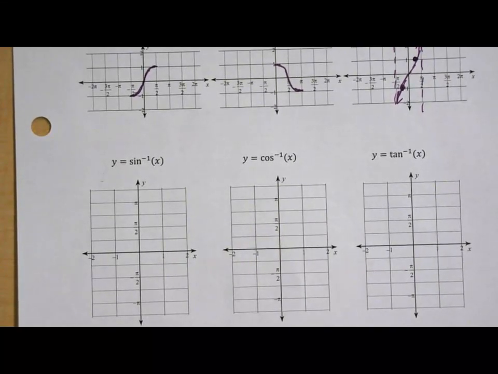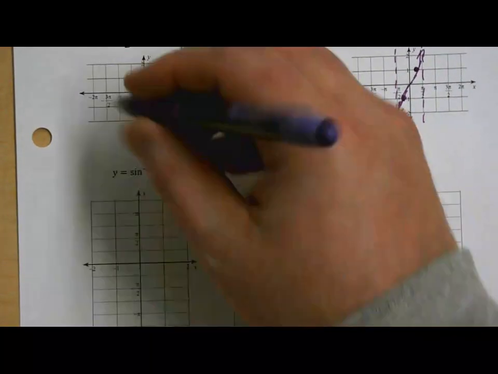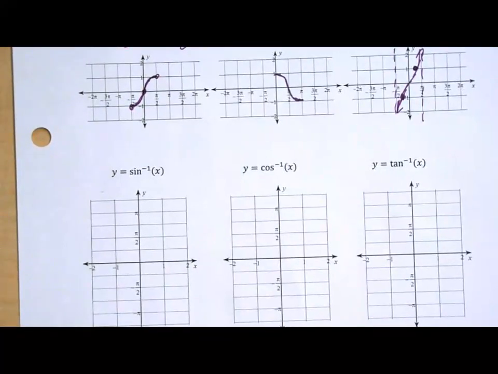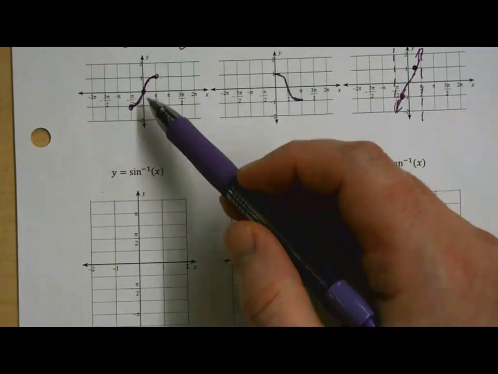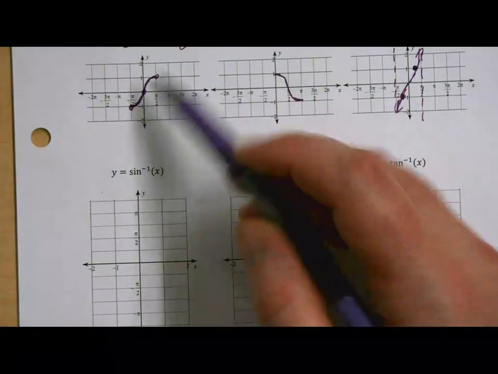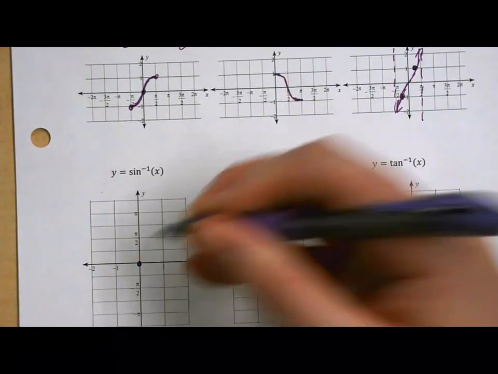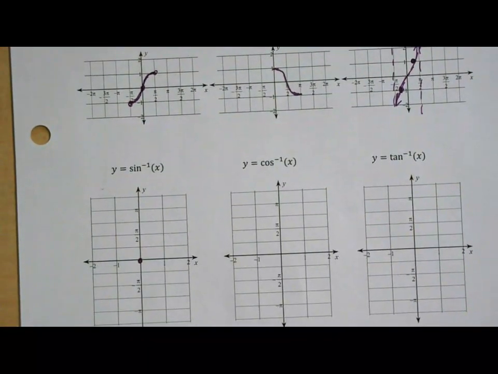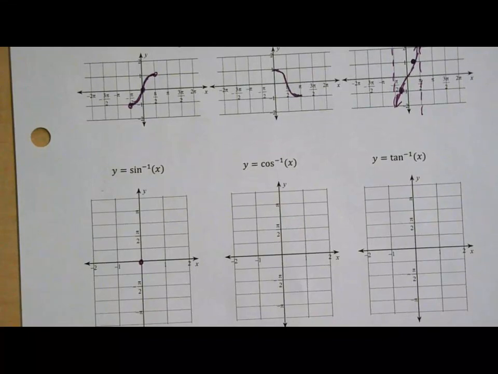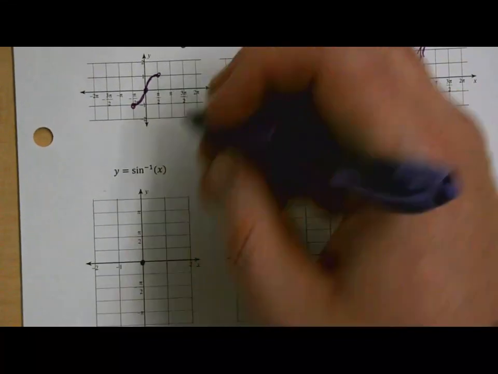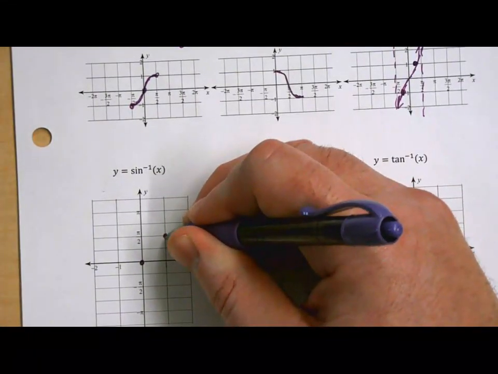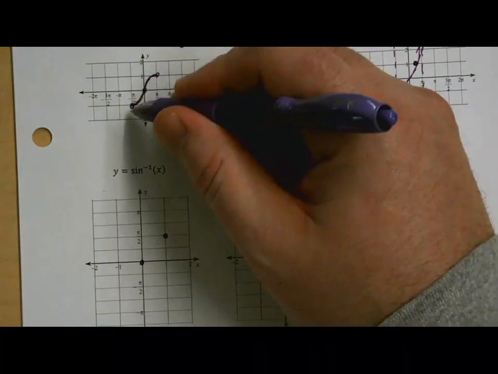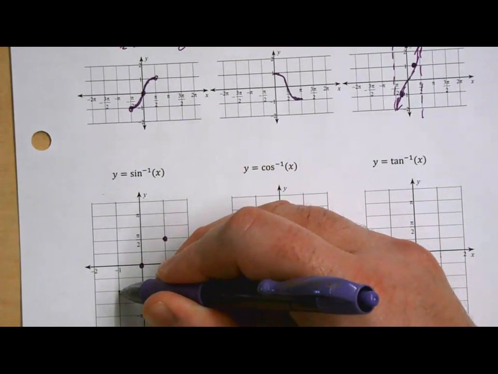So let's do this. We've got our sine. We're going to graph inverse sine. Look at these 3 points. Flip your x and y coordinates. I'll do the origin for you. 0, 0 becomes 0, 0. You're welcome. You do the other 2. Pi over 2 comma 1 becomes 1 comma pi over 2. Negative pi over 2 comma negative 1 becomes negative 1 comma negative pi over 2.